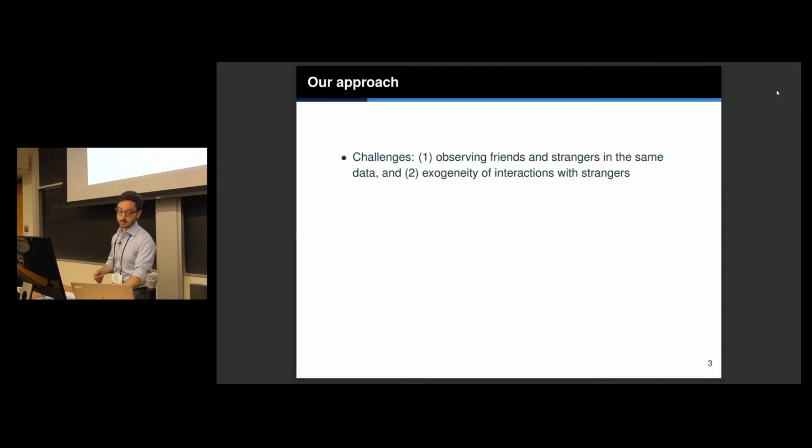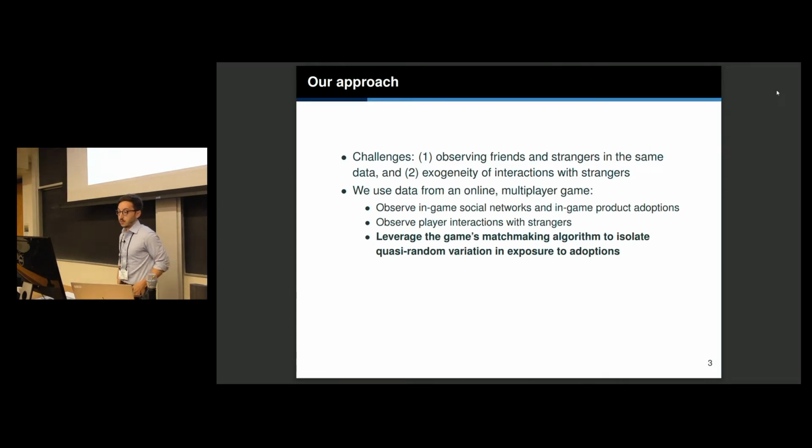at the same time. So we're going to use data from an online multiplayer game to get around this correlated unobserved shocks problem. With this data, we're going to observe in-game social networks. We're going to observe in-game product adoptions, which are microtransactions. And we're also going to observe player interactions with strangers, which is going to be everyone who's not in your in-game social network. And importantly, what we can do in this context is leverage a matchmaking algorithm that brings people together in the game to play matches to isolate quasi-random variation in exposure to adoptions from strangers.